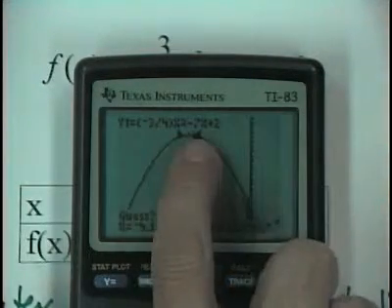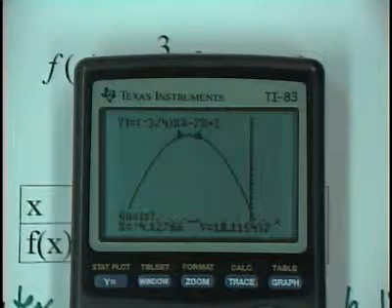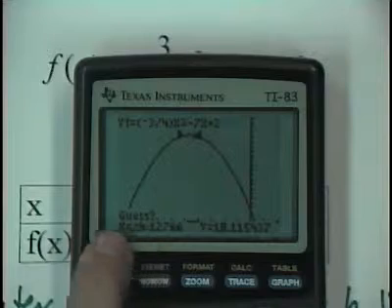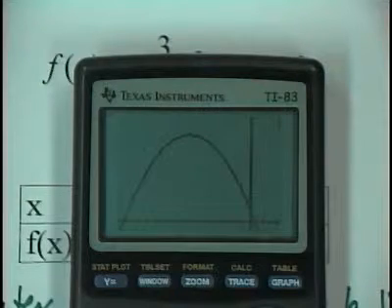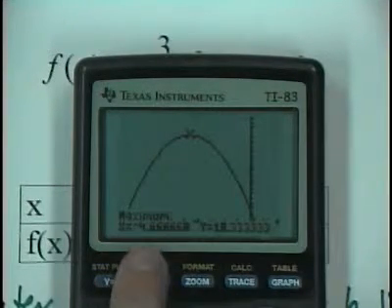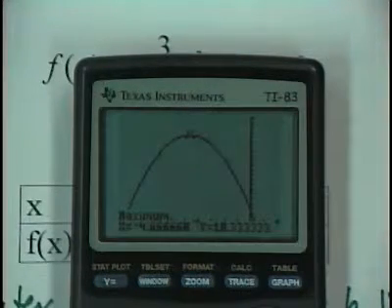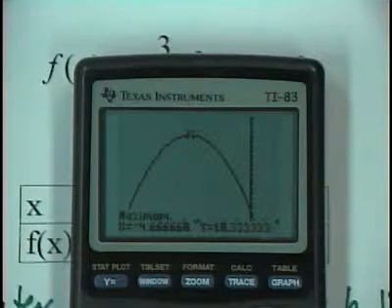Notice that it puts little darkened arrows on the screen to indicate that you have bounded that vertex. The calculator is asking, is this a good guess? You could adjust the guess with your arrow keys or push enter, and it'll run a program that will find the maximum at negative 4.66666, 18.33, which is what we found when we estimated by hand.